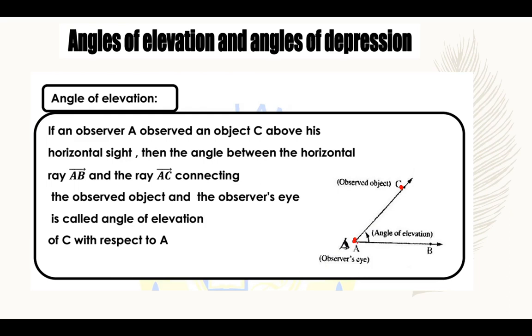So this is the observer's eye and this is the observed object. The angle between the observer's eye and the observed object is called the angle of elevation. So this is the angle of elevation.